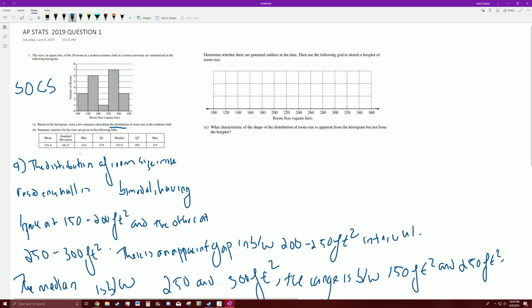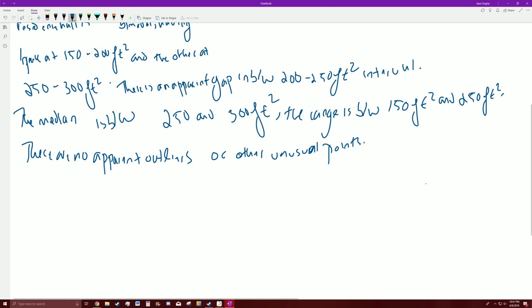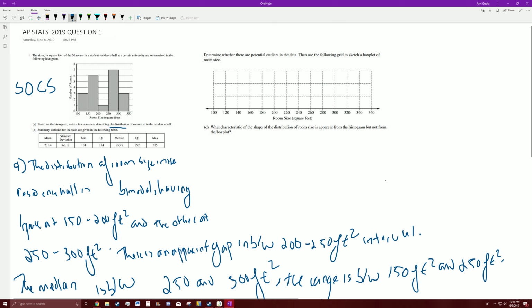Okay. Oh right. There are no apparent outliers or other unusual points that we could see from the histogram alone.